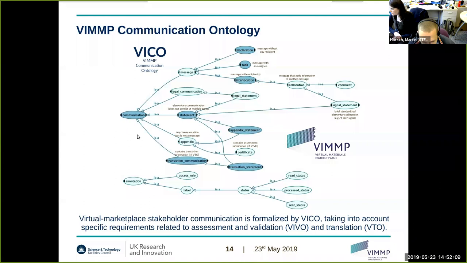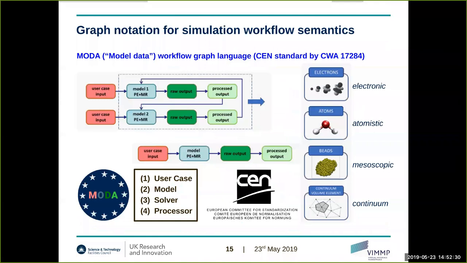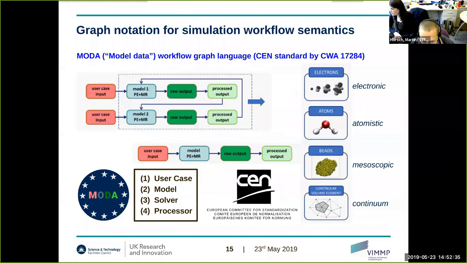While our development of the platform and the other concepts evolves, those ontologies will co-evolve. Now let us look at a topic that is particularly important, which is simulation workflows. Simulation workflows are, of course, important if we want to execute a simulation, for example, on a simulation platform.